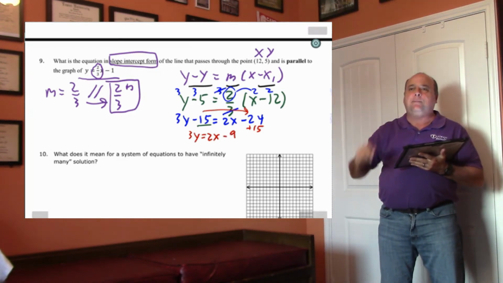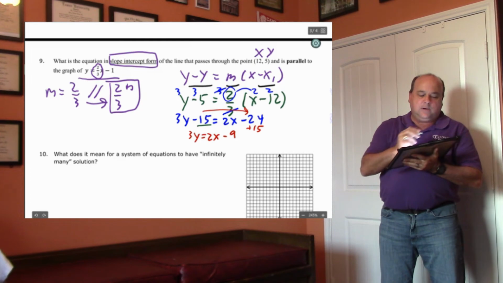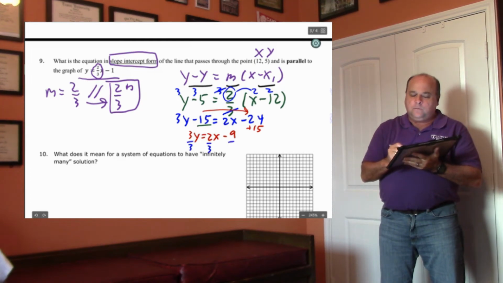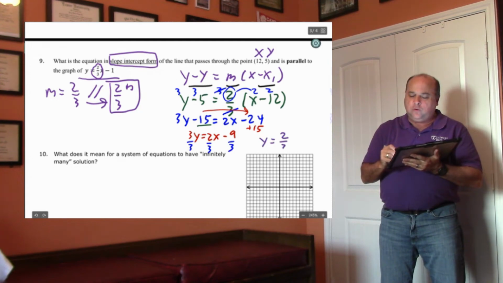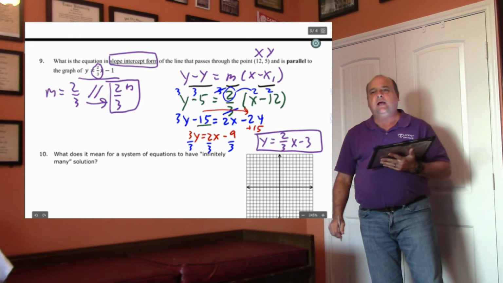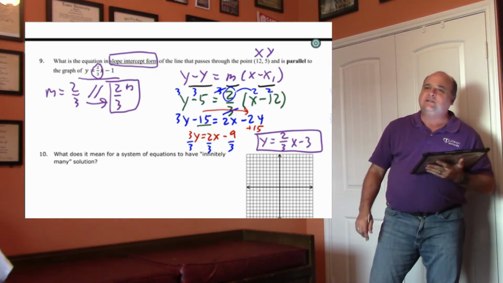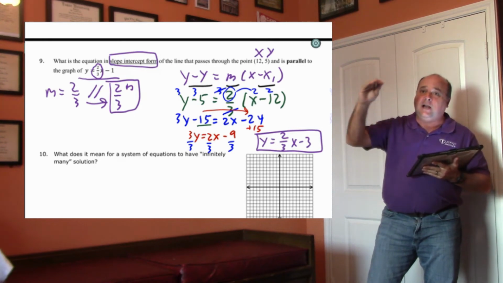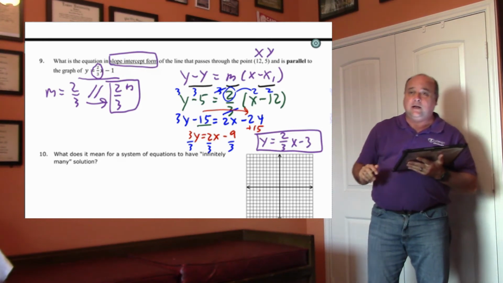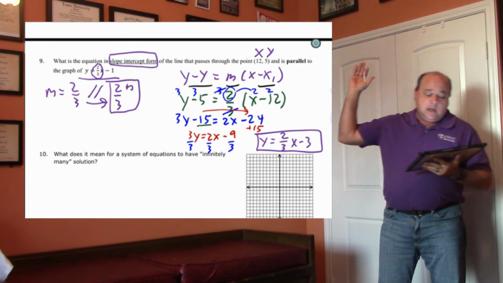The last step, I want the y all by itself. I'm going to divide by 3. And that's going to give me y equals 2 over 3x minus 3. A lot of steps. This is the hardest thing you're doing in this class before Christmas. It's just a lot of steps. You got to get every single math problem right in it. There's a lot of integer work.